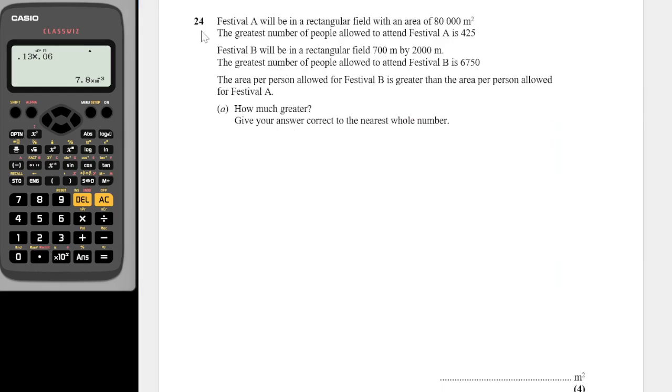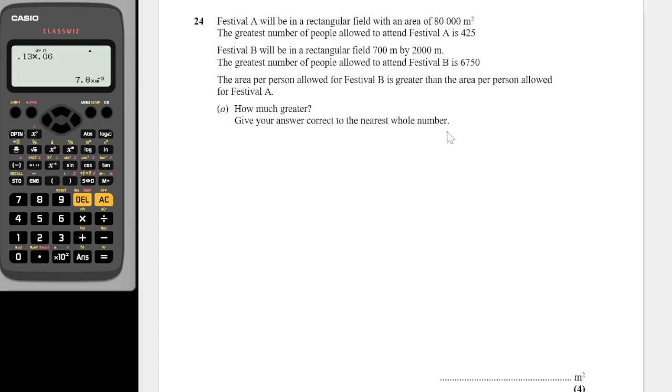Okay, question 24. Festival A will be in a rectangular field with an area of 80,000 meters squared. The greatest number of people allowed to attend Festival A is 425. Festival B will be in a rectangular field of 700 meters by 2,000 meters, so we're not given the area, we're given the dimensions. The greatest number allowed to attend Festival B is 6,750. The area per person allowed for Festival B is greater than the area per person allowed at Festival A. How much greater? Give your answer correct to the nearest whole number.